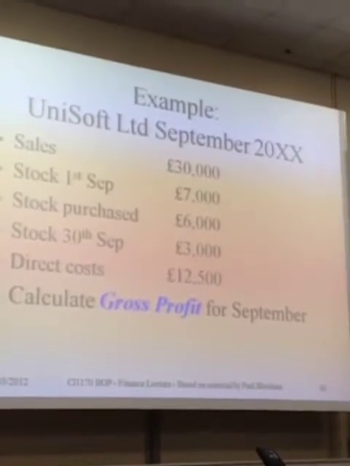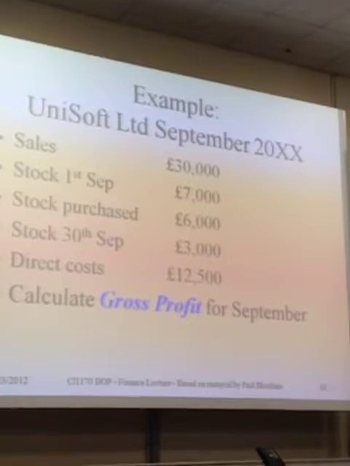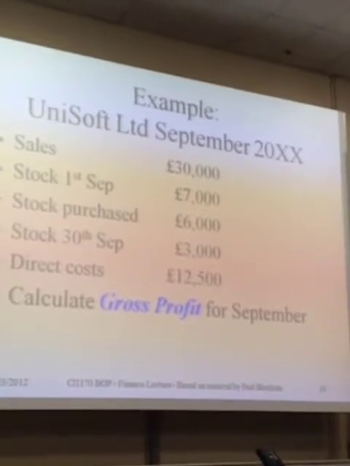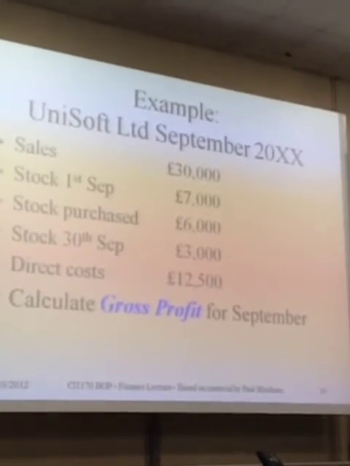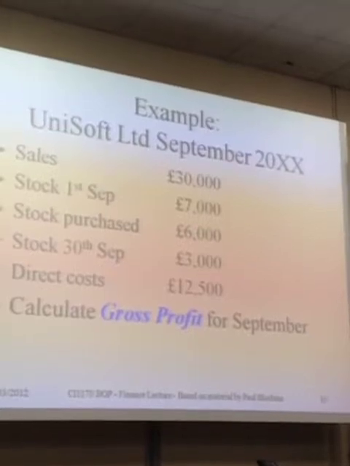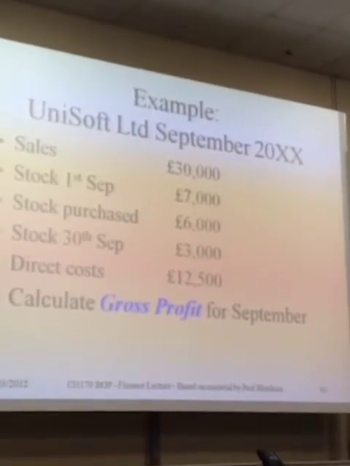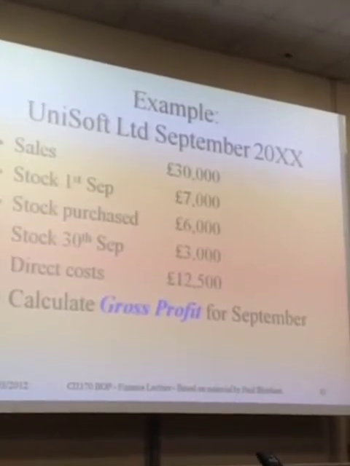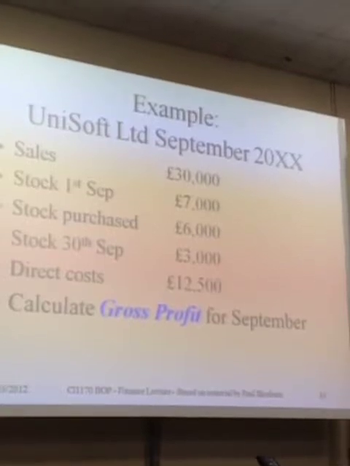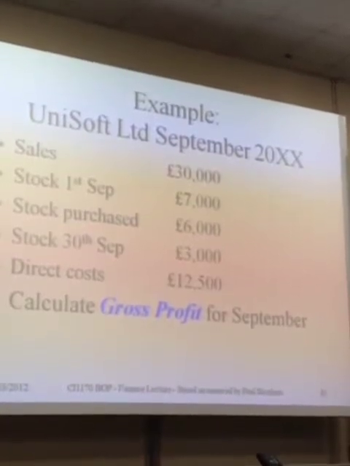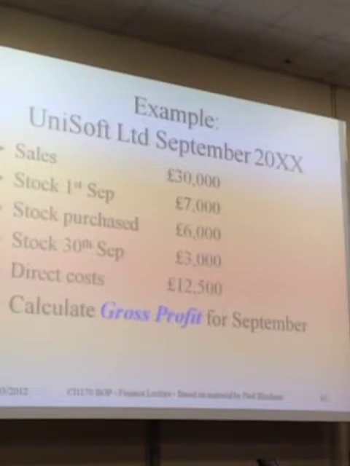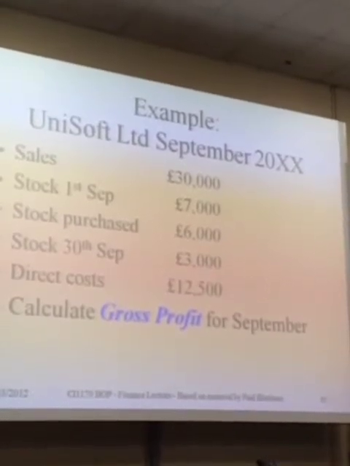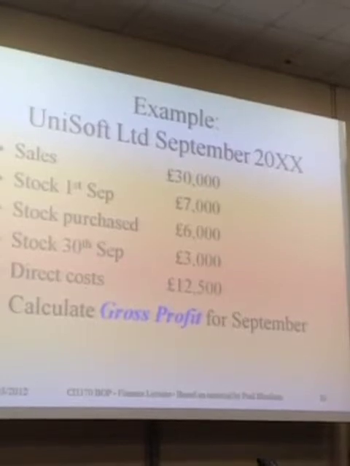So work out what your cost of stock figure is, yeah? And hush up, please. Shush, or you can go out. Your choice. Guys, shush. Work out your cost of stock. Work out your gross profit.